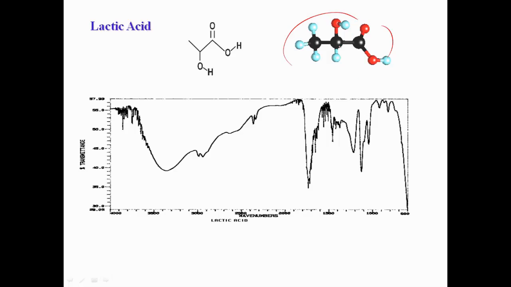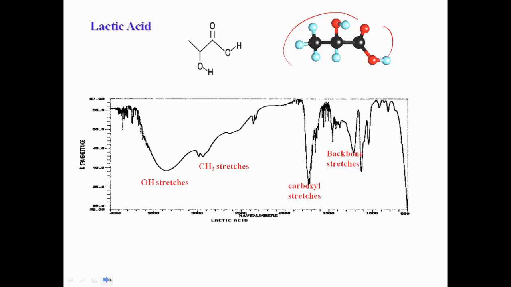So you have CH3, CH, OH, C double bond O, OH. And again, you can see it's a very broad and rather complex looking spectrum. But again, using analysis of where you expect these bands to occur, you can predict.